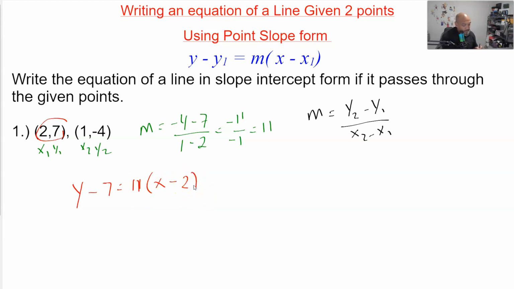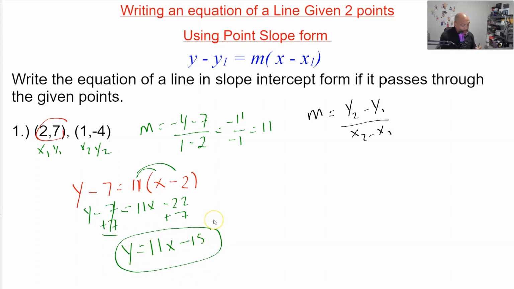All right, this is point slope form. Now all we're going to do is solve for y. We're just going to simplify. So we're going to distribute, and we wind up with y minus 7 is equal to 11x minus 22. And then what do we do from here? We bring this 7 over to get y by itself, add 7 to both sides. We wind up with y is equal to 11x minus 15. And there you go, guys. We just wrote the equation of this line that passes through these 2 points, okay?